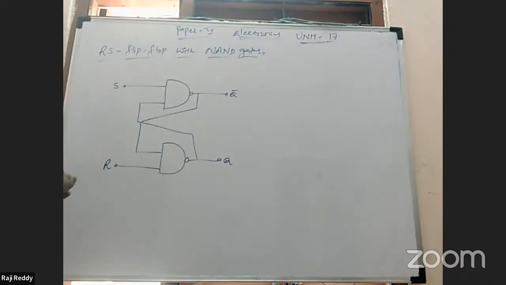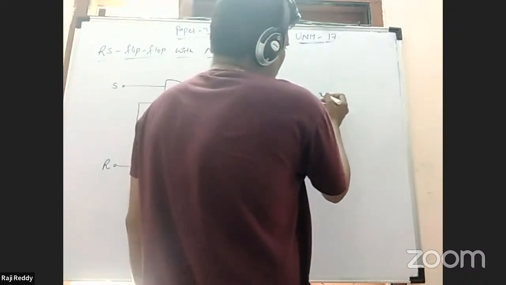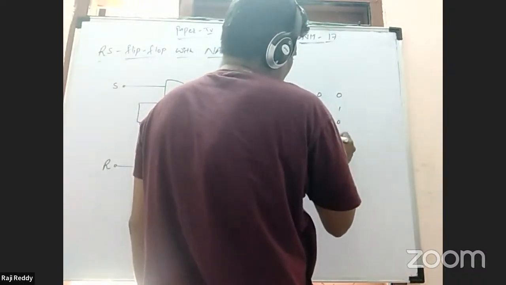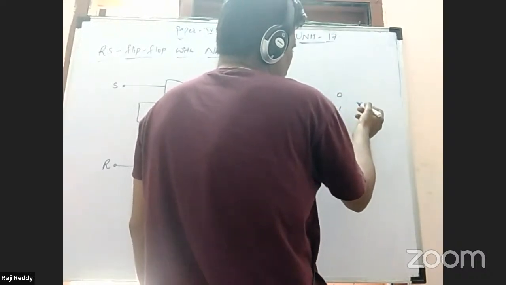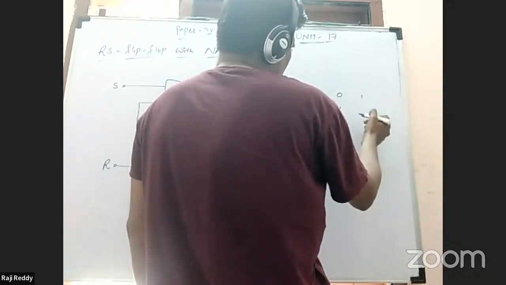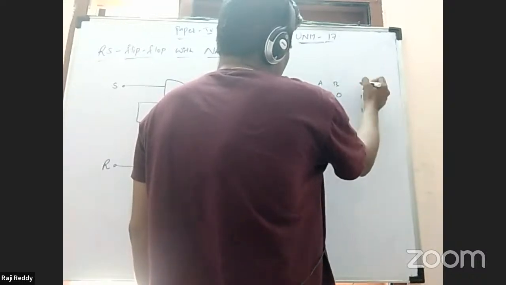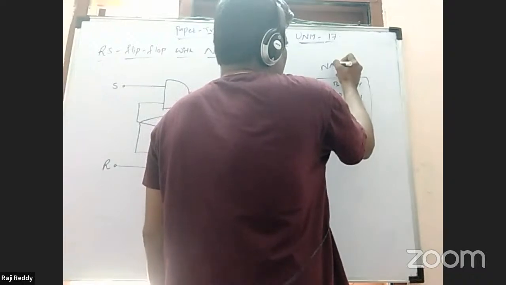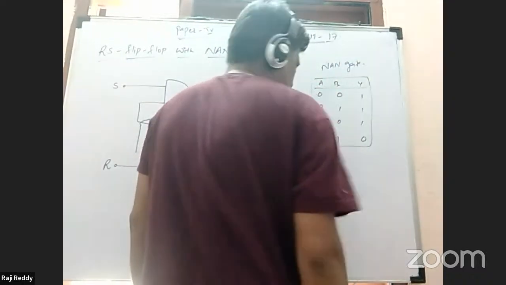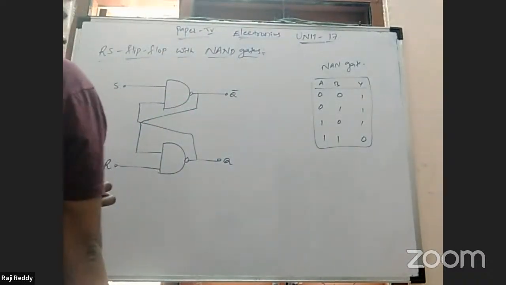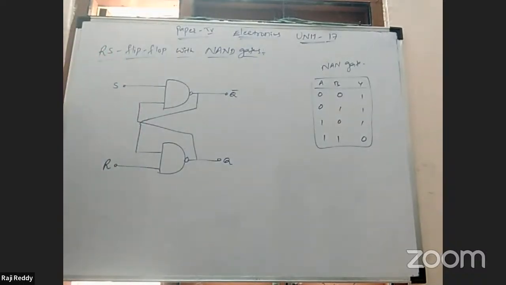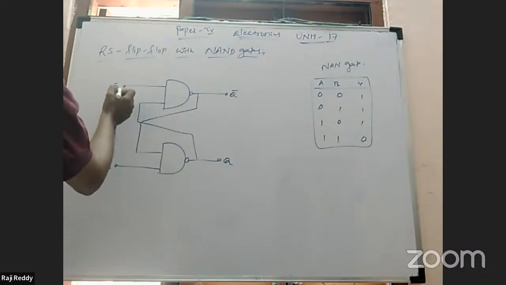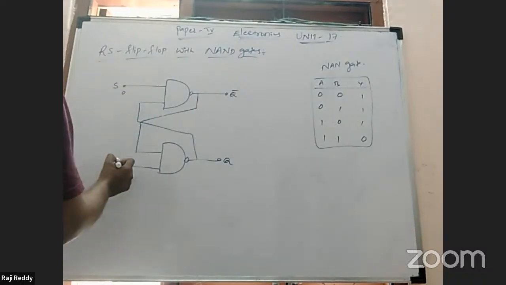For example, we know the NAND gate truth table: 0 0, 0 1, 1 0, 1 1. These are the inputs. Then the output: 0 0 complement is 1, so we get 1 1 and 0 only. This is A B, and this is the output. This is rough work for the NAND gate. This is the NAND gate truth table. Instead of A B, you can give S and R input combinations. When here one input is 0, the other one is also 0.